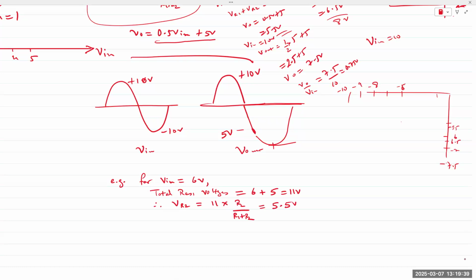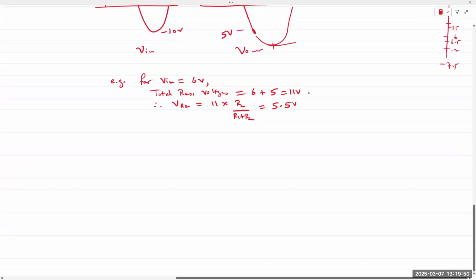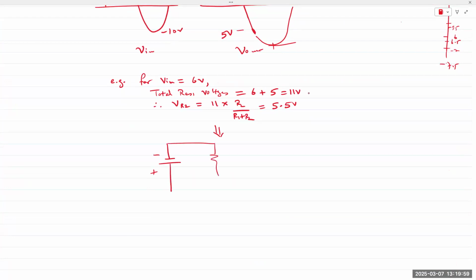5.5 volts. Now, if VR2 is 5.5, let me just draw it here. This time I'm going to do V out. V out is being measured across this. This is VR2. Did I apply it correctly?